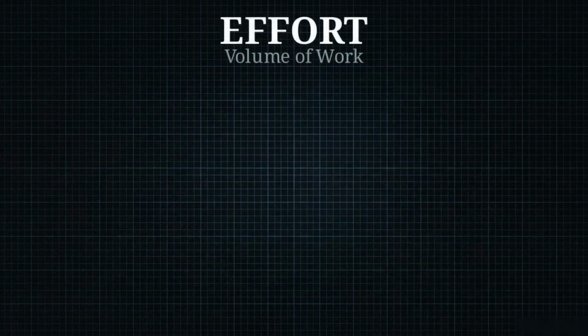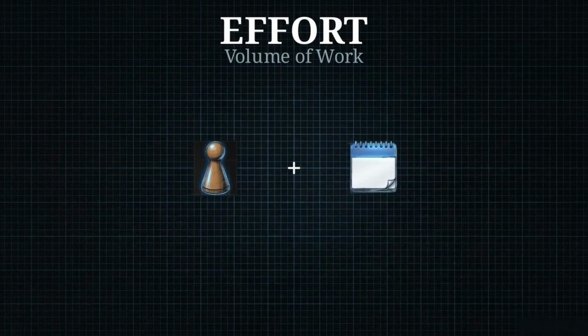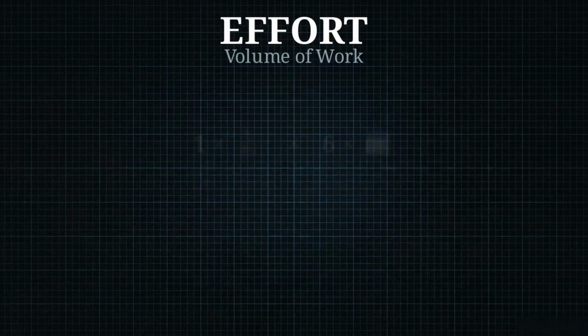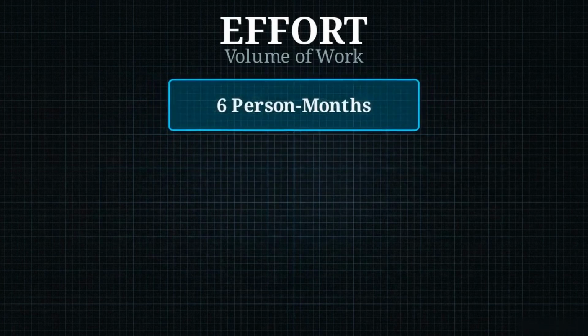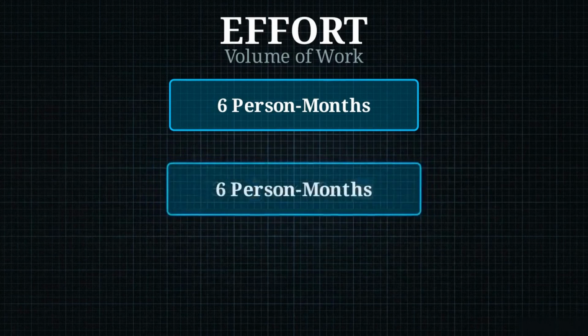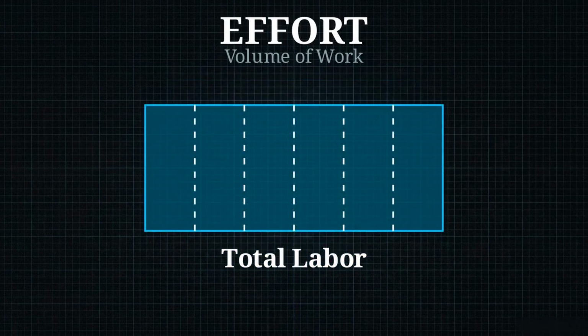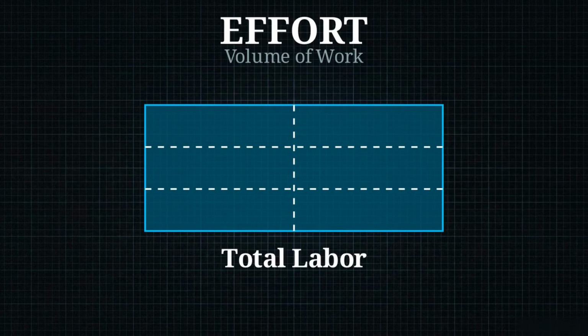From that single number, the model calculates the rest of your project parameters. The most crucial parameter it calculates is effort. Effort is the total volume of work required, measured in person-months. This diagram shows exactly how that works. One developer working for 6 months generates 6 person-months of effort. If you assign 3 developers to the same task, they can finish it in 2 months, but the total work remains exactly 6 person-months. Effort measures the absolute volume of labor your project requires to exist. It is completely independent of how you arrange that labor on a calendar.